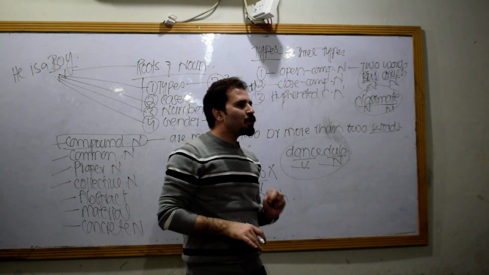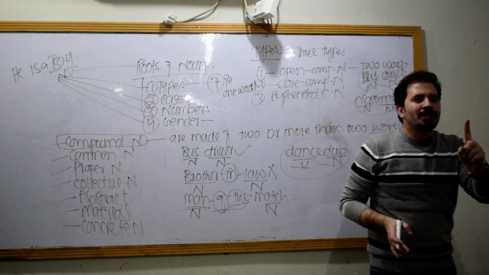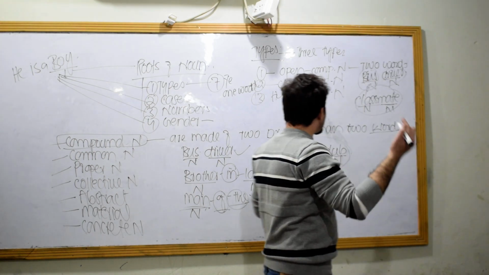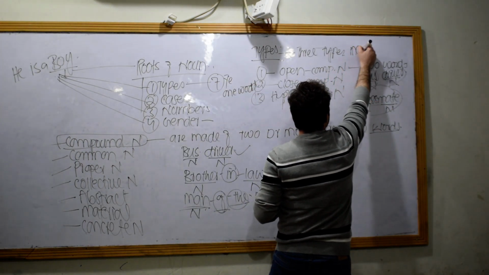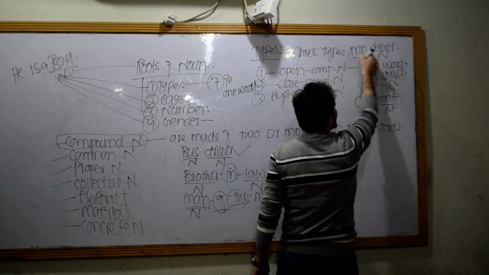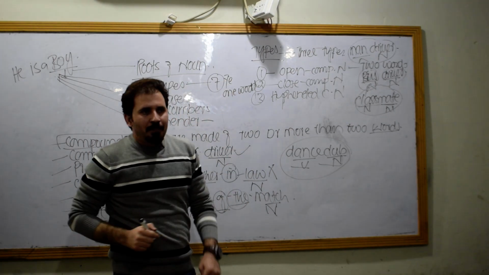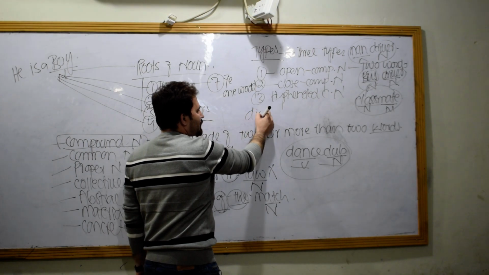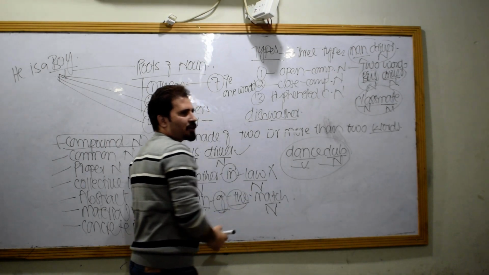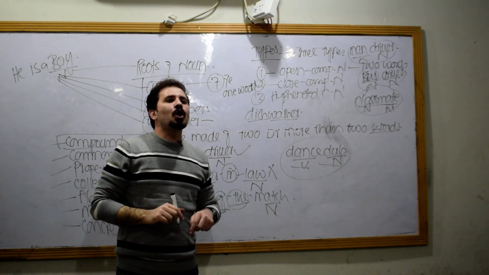Close compound nouns are those nouns that are spelled as one word. There is no space between the nouns. Are you getting it? For example, if I say man driver. Man is a noun, driver is a noun, but this is called what? Open compound noun because it is spelled as two words. But if I say dishwasher, it's spelled as one word. There is no space between these two words. We call it close compound noun.